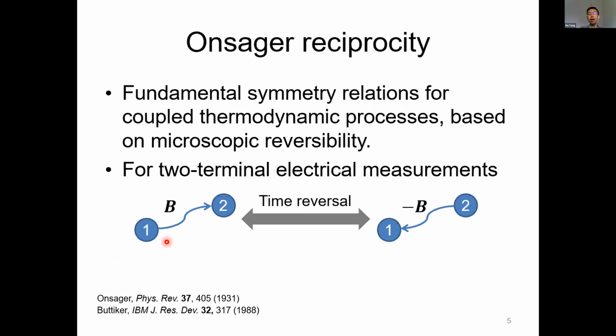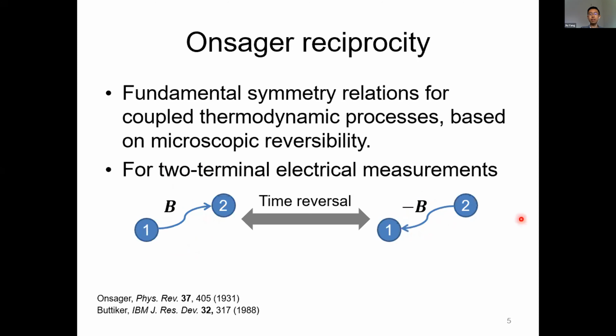And to understand the implication of Onsager reciprocity for two-terminal electron transport, we can envision this simple picture over here. Let's say we have one electron and we want to bring it from position 1 to position 2 via a certain pathway. And we have a magnetic field B present. And then if we consider the time-reversed situation of this entire process, we're now bringing one electron from position 2 to position 1. So we reverse the motion, and then at the same time, we reverse the magnetic field. So now it's minus B.